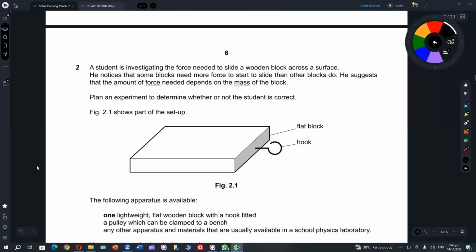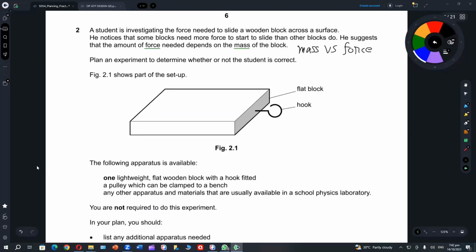So you basically want to compare mass versus force. Now, what you are varying, actually, you have to vary the mass of the block, and you have to determine the force which slides the block.